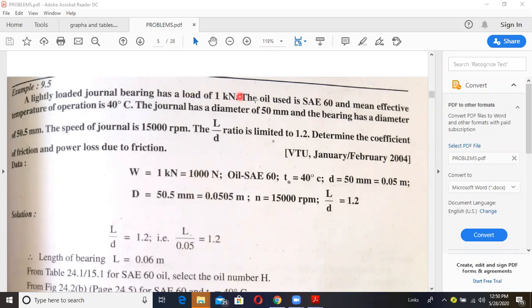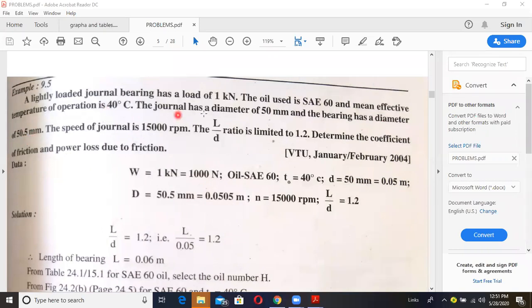Next, the oil used is SAE 60. So here they have not given mu, that is eta, the viscosity value, directly. They have given the type of the oil, SAE 60, and the mean effective temperature of operation is 40 degrees Celsius. They have given the operating temperature, T0 is equal to 40 degrees. They also told that the journal has a diameter of 50 mm, convert into meters, and the bearing has a diameter of 50.5 mm.